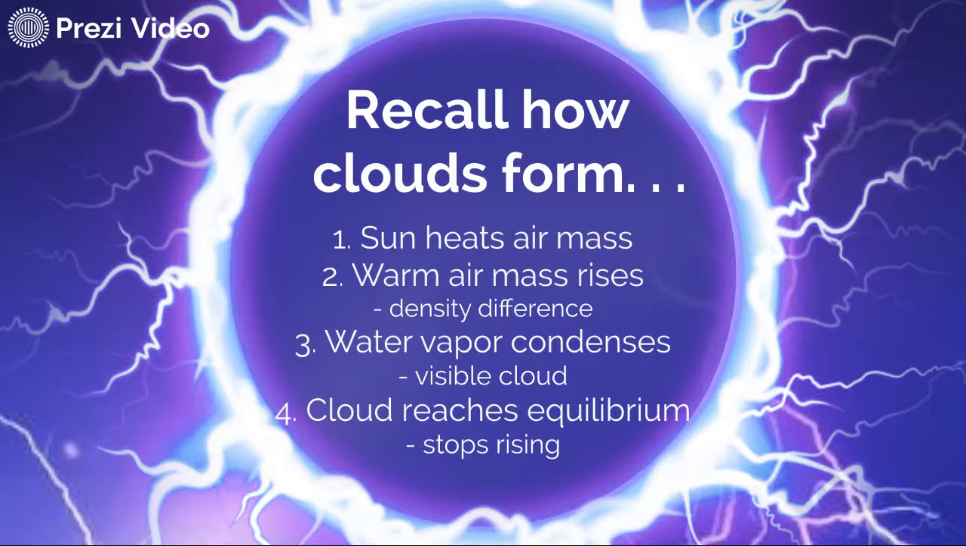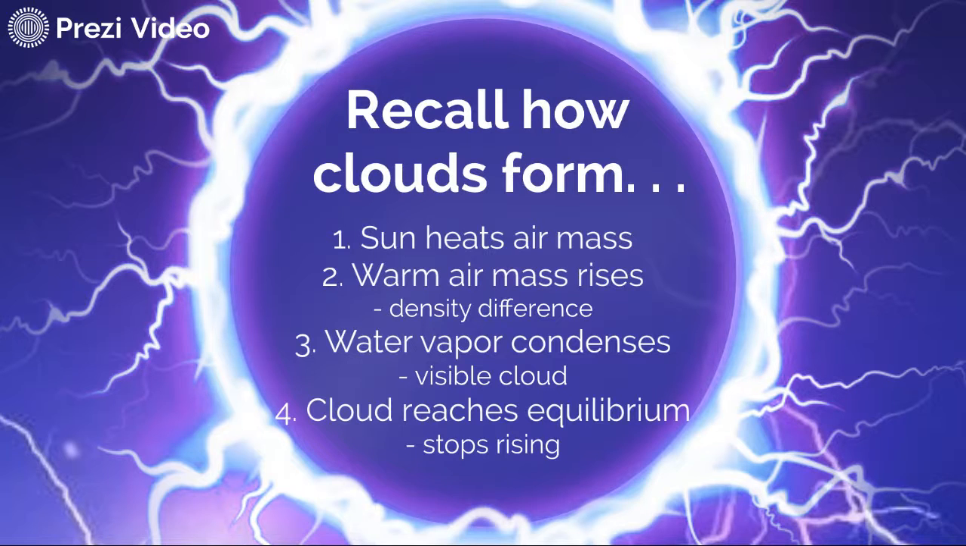formed. So we remember that the sun heats an air mass on the ground, and usually this is because of the unequal heating of the earth, because of the tilt of the earth, right? And this warm air mass begins to rise. And the reason why it's rising is because of this density difference that happens. As the air mass begins to rise, the cloud begins to form, right? So we start to see this cloud once our water vapor, that gas state, condenses, meaning it goes from a gas state to a liquid state.